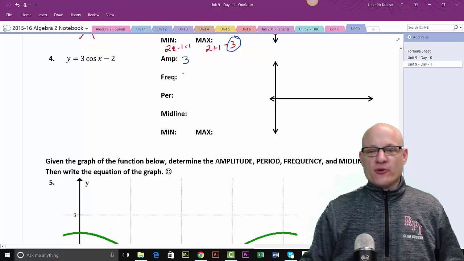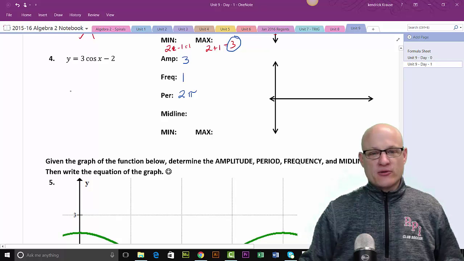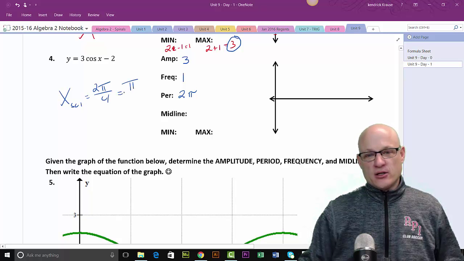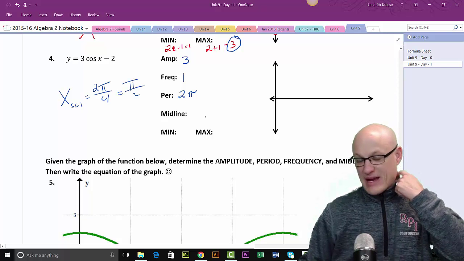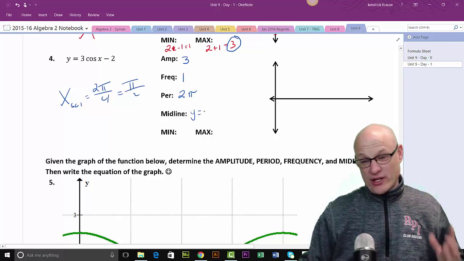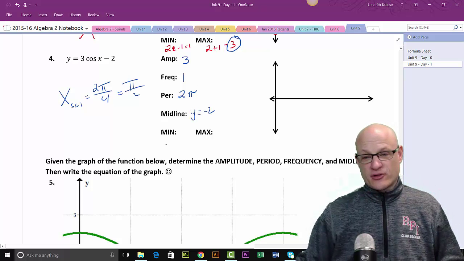Amplitude is 3. Frequency is 1. Period is just 2 pi over 1, which is just 2 pi. So I come over here for my x scale. That's an easy one. 2 pi over 4, which is pi over 2. My midline is y equals negative 2. So I got a little bit of a problem there. You'll see in a second.